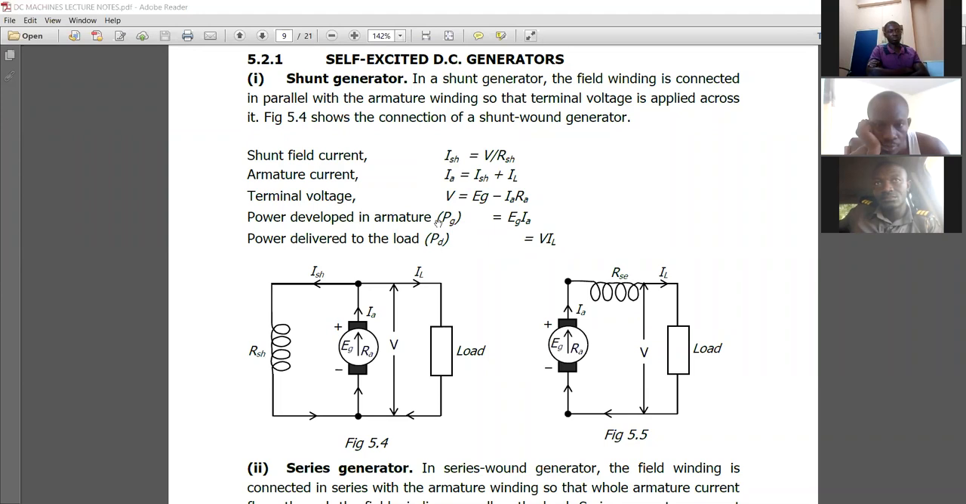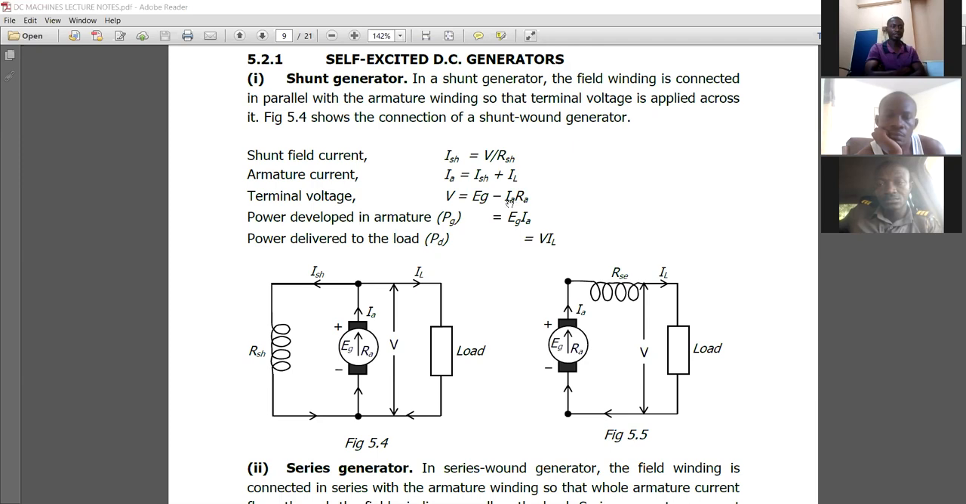Then also the terminal voltage. This terminal voltage is the voltage across the load. This voltage is as a result of the drop that it produces in the armature circuit. When you take the voltage drop from the voltage generated in the armature, what you get is the voltage developed across the load, if you like. Which is what we have here: terminal voltage V equals E_G minus I_A R_A. So this is a voltage drop. This voltage drop is where? In the armature, I_A R_A, very good. So that is what is happening.